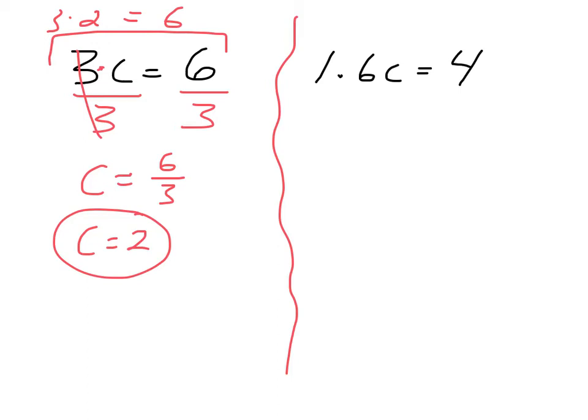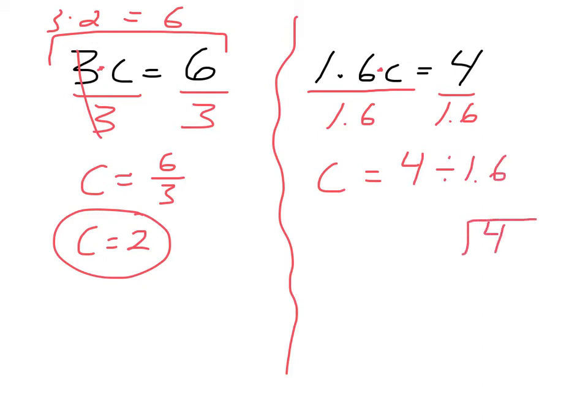So the strategy is do the opposite to each side of the equation. 1.6 times c. The opposite of 1.6 times c is to divide both sides by 1.6. 1.6 over 1.6 is 1c. So I'm left with c equals 4 divided by 1.6. So I have to divide. I can't divide by a decimal, so I'm going to move the decimal point over and add a 0. So it's really 40 divided by 16.